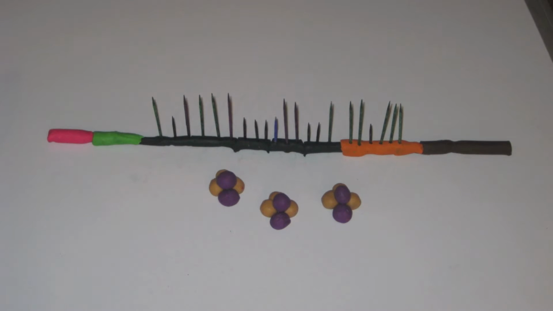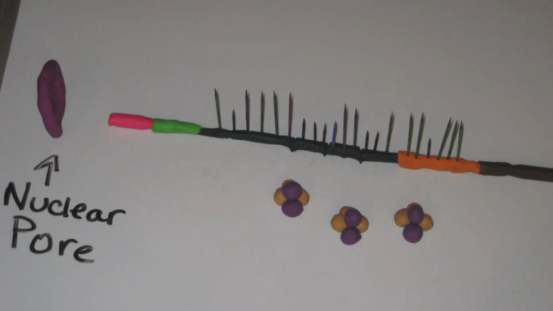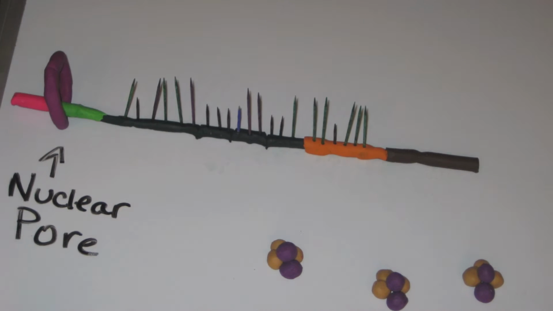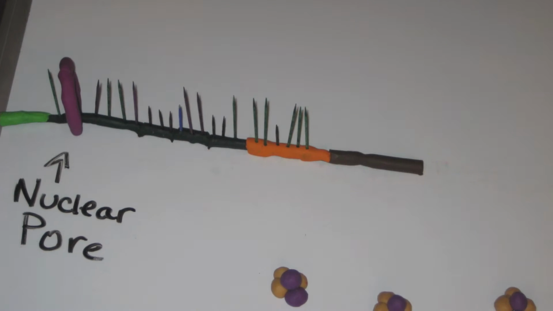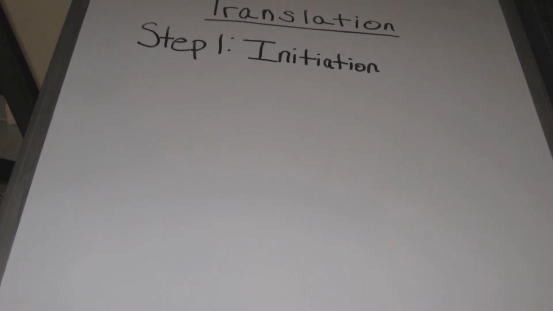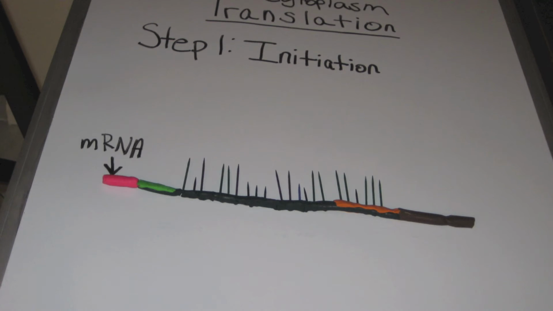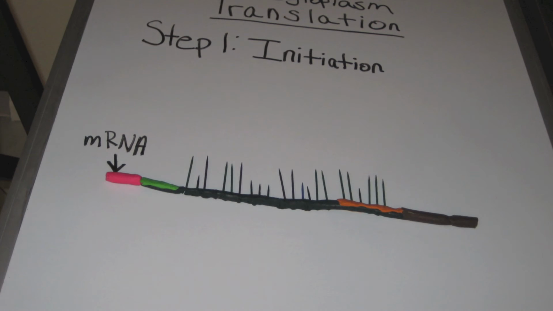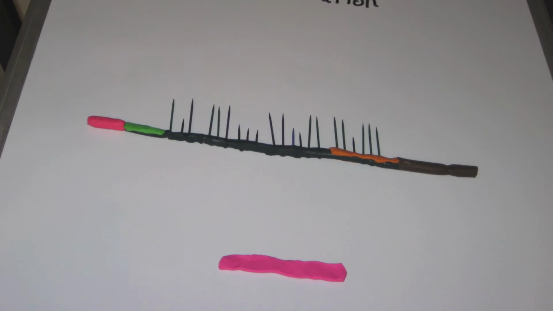The mRNA leaves through an opening in the nuclear envelope called the nuclear pore. Although the 5' untranslated region and 3' untranslated region are not translated, they are not spliced out of the mRNA because they serve other functions such as ribosome binding. Translation has 3 steps: initiation, elongation, and termination.